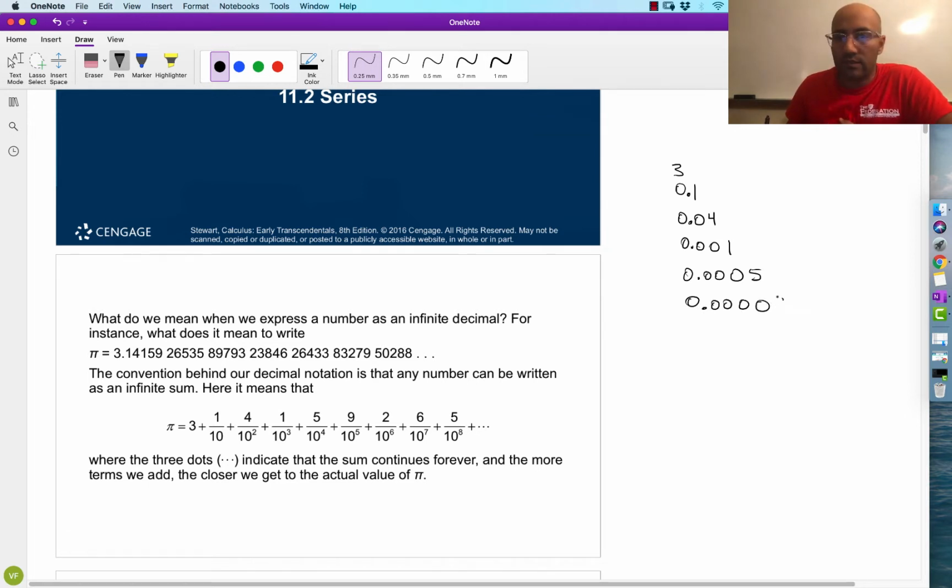And then the next one's a 9. And then 0.00000, and the next one's a 2. Then 0.0000006. Okay, you can see where we're heading with this, right? So dot, dot, dot, dot, keep going in this way.